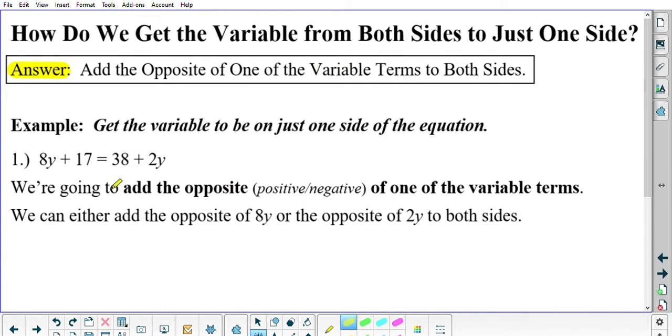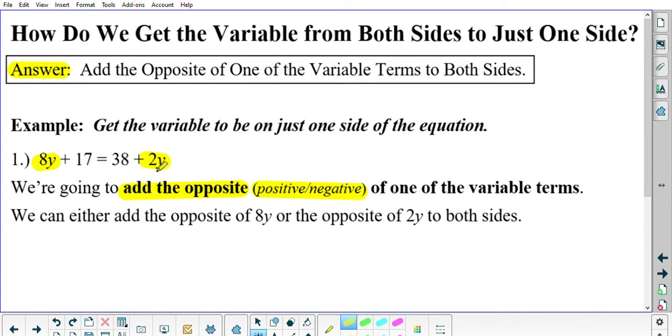The way we're going to do that is we're going to add the opposite. Now, what does opposite mean? Opposite in mathematics means positive or negative. So we're going to add the opposite, positive or negative, of one of the variable terms. Who are the variable terms? 8y and 2y. Those are the terms that have the variable. So they're the variable terms, not the 17 and 38.